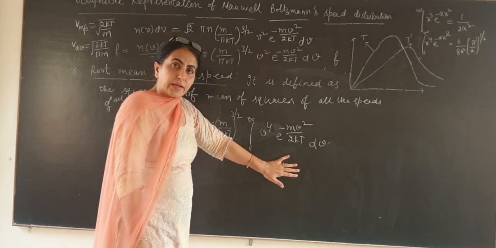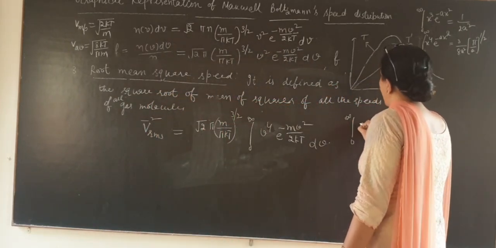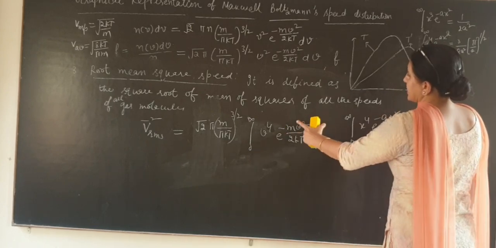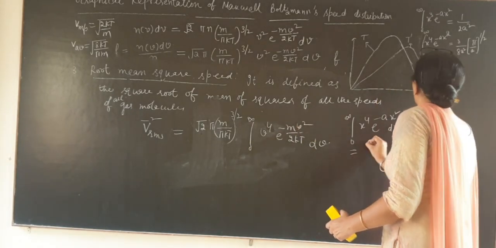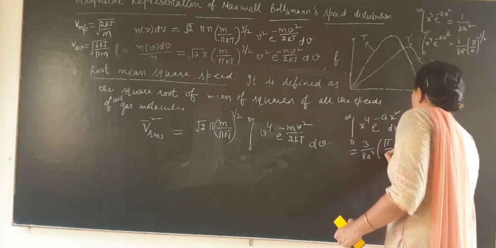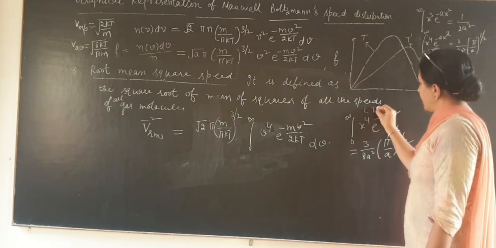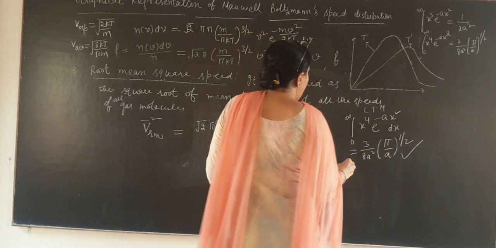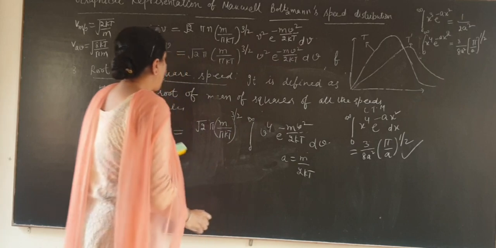This is a standard integral. The formula used is ∫ from 0 to infinity x⁴ e raised to power minus ax² dx. See, x is v, so this is x², and a is m over 2kT. This is equal to 3 upon 8a² times √(π/a), that is π over a raised to power 1 by 2. So CTM, carry to memory this formula: 3 over 8a² times √(π/a). Here a is equal to m over 2kT.